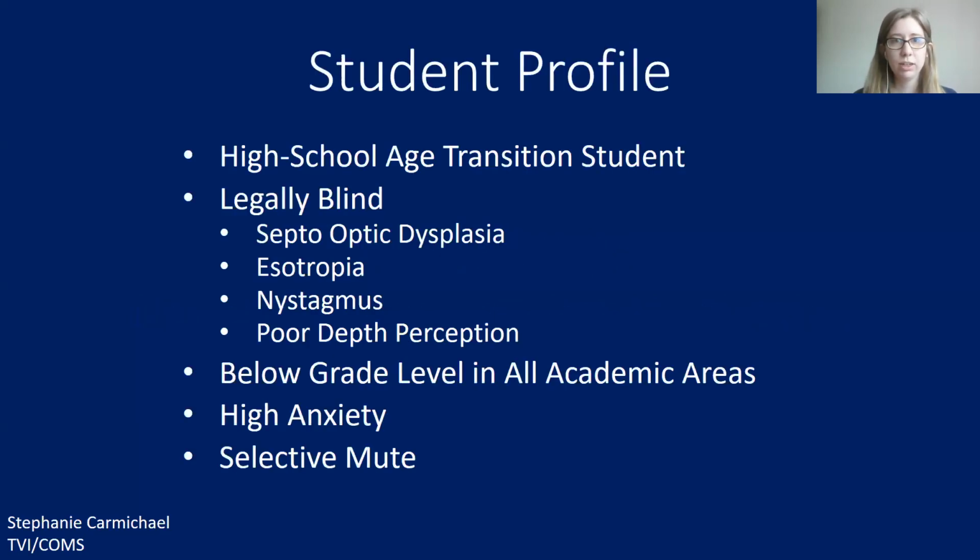So the student is a high school age transition student. She is legally blind. She has septo-optic dysplasia, esotropia, nystagmus, poor depth perception. She's below grade level in all academic areas, and she has high anxiety, and she is a selective mute.